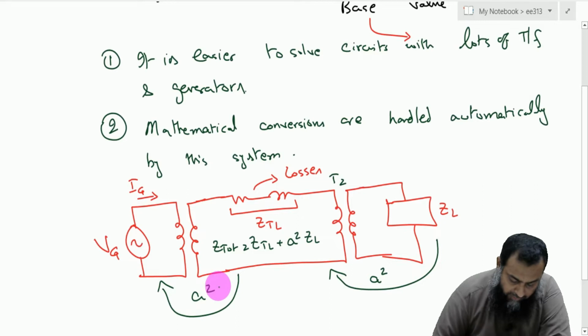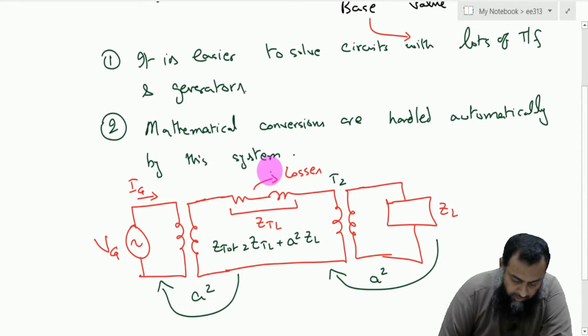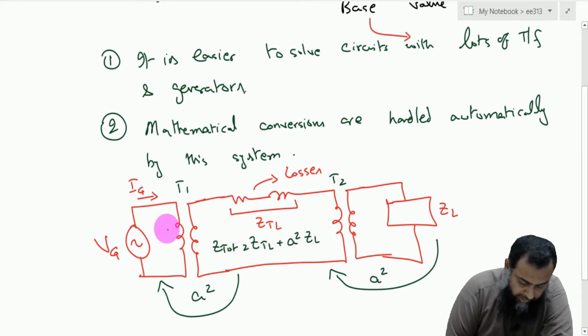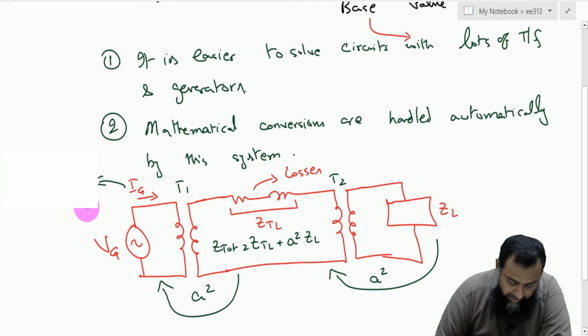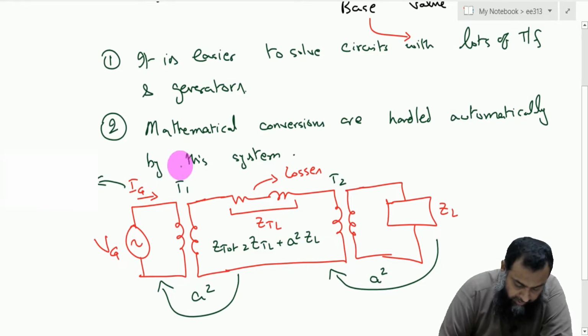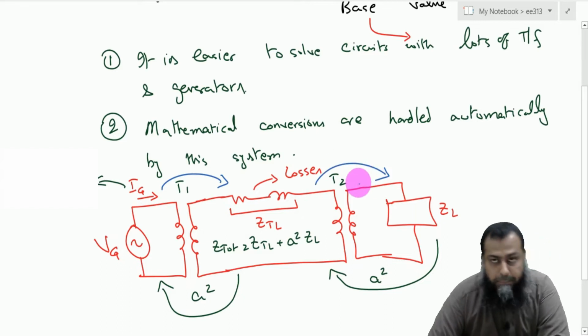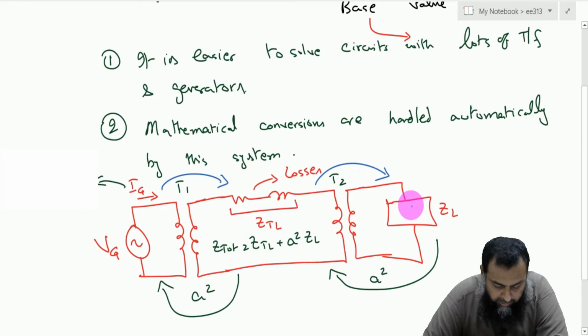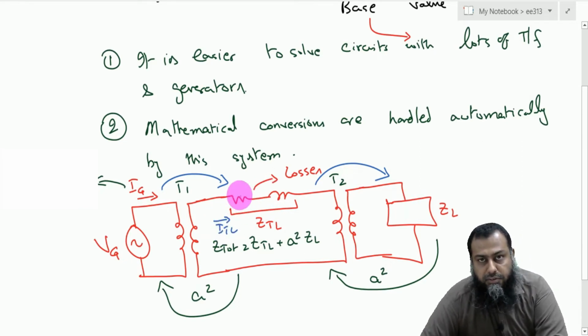Thereafter, once we have every impedance referred to the primary side of this T1, we can find this IG, and then in the next step we reflect this impedance back to its original value to find out the transmission line current, and hence the losses that are incurred in a power system.